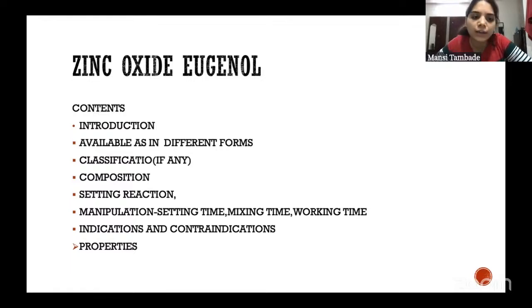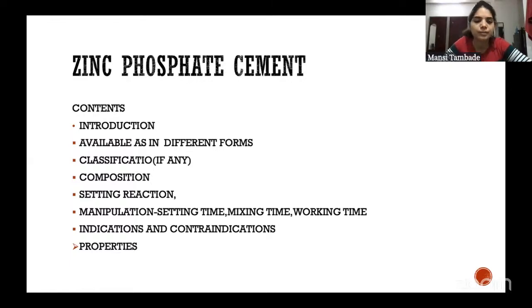You need to write the introduction, what are the different forms available, then classification if there is any, composition, what is the composition of zinc oxide eugenol, setting reaction of the cement, manipulation as I have already told, setting time, mixing time, working time, and then indications, contraindications and properties. Zinc phosphate cement is the same thing; the same set of things you need to write for all cements.